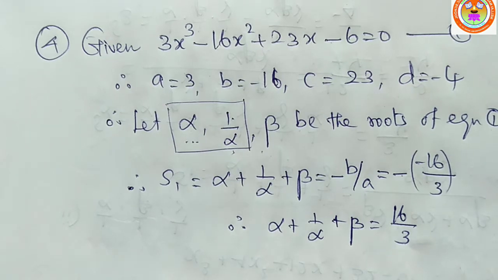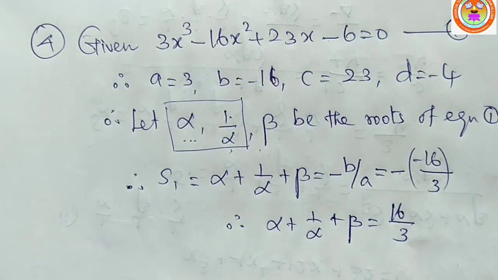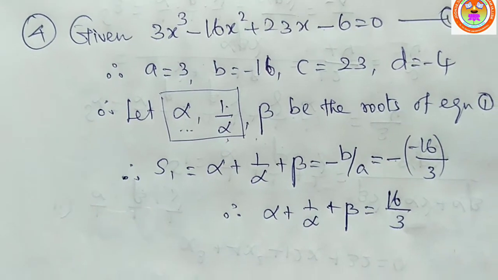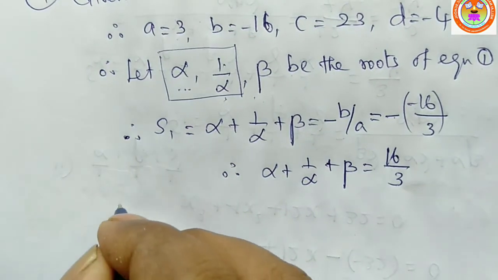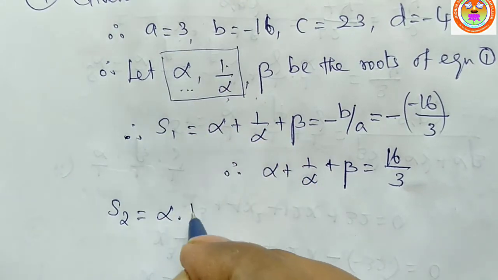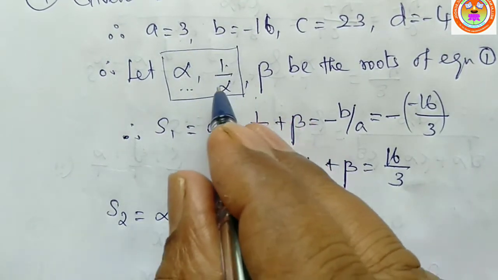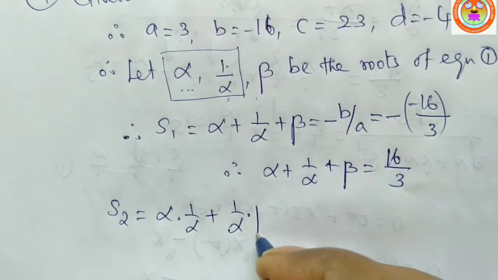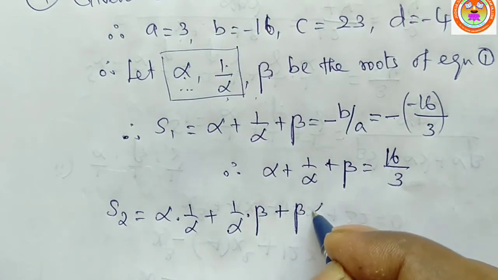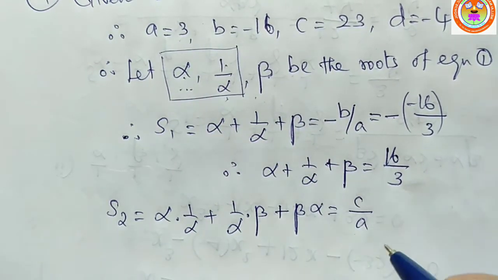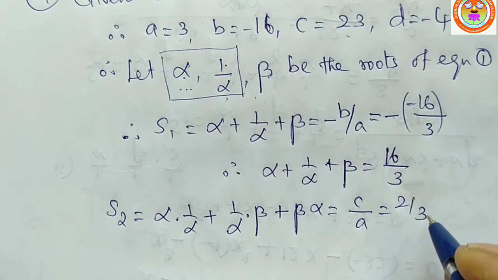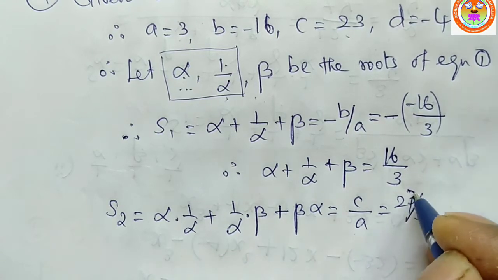Next, S2. What is S2? S2 means alpha beta plus beta gamma plus gamma alpha. So S2 is equal to alpha into 1 by alpha, plus the product of beta with 1 by alpha, plus beta into alpha, which is equal to c by a, where c is 23, so 23 by 3.